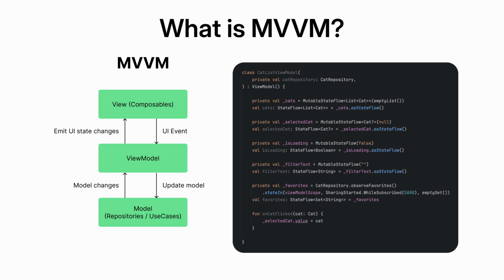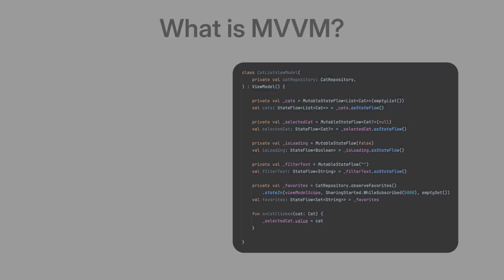In Jetpack Compose, MVVM works really well because Compose is inherently reactive. Whenever your StateFlow or LiveData emits a new value, the UI recomposes automatically, keeping everything in sync.